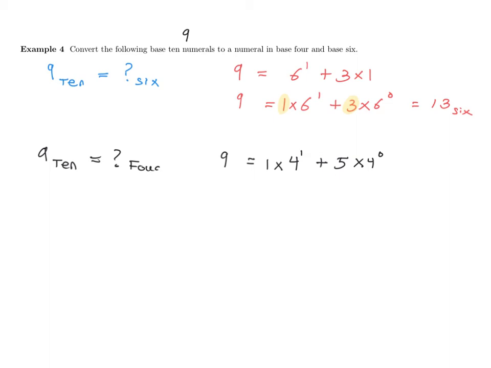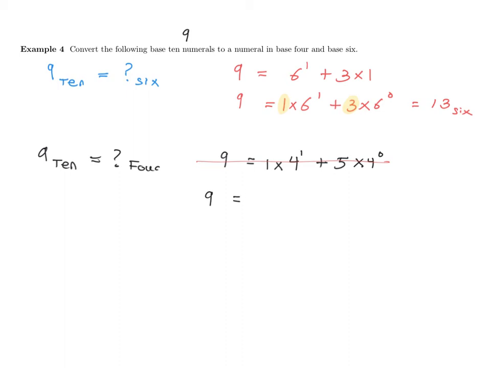Why can't we do that? For base 4, you can only use 0, 1, 2, and 3. And here's the digit 5. So unfortunately, we need to try something else. So it didn't quite work out, but let's try again.